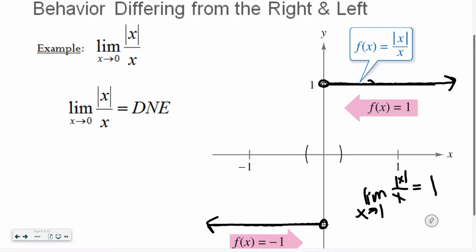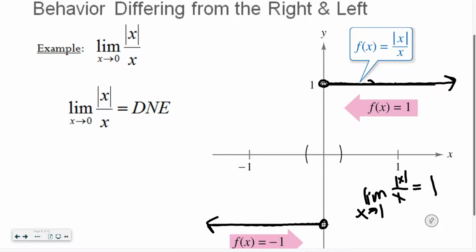Other clarifications? Do you see how they're at different levels? Since they're at different heights, the limit does not exist. I don't understand how you're doing the bottom, like how I got the graph? Yeah. Okay, the graph you've never seen before.